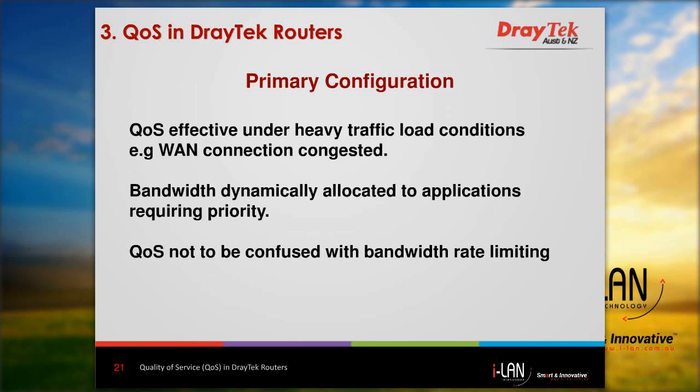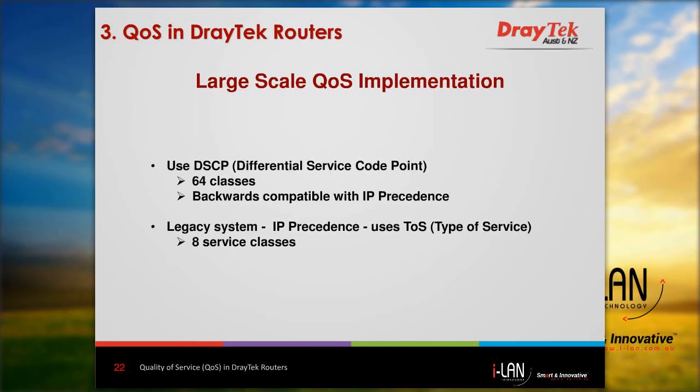It's also worth noting that quality of service is not to be confused with bandwidth rate limiting, which has the effect of slowing down the PCs, but doesn't prioritize data traffic. For large-scale network implementation of quality of service, the usual method is to use a differentiated service code point, also known as DSCP, and IP precedence at layer 3. With DSCP, you can create 64 classes, and it's backwards compatible with legacy systems, which use the type of service field in the IP header to define 8 service classes.